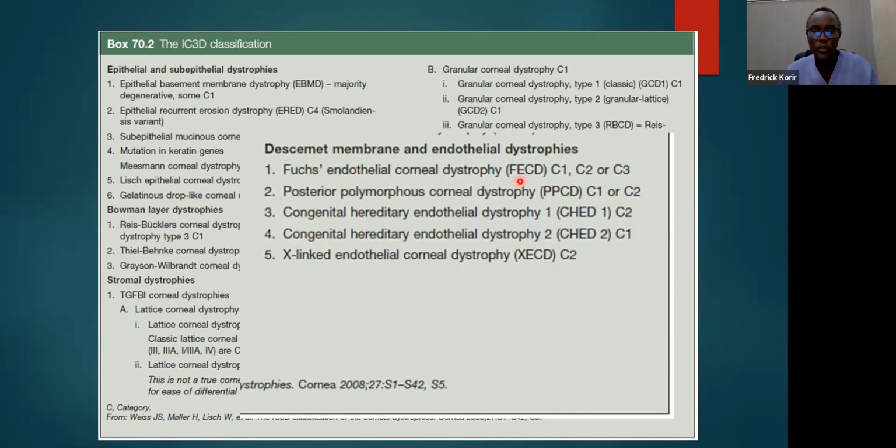There's a consensus to abbreviate it to FECD, and this just means the level of evidence that they have to show that this is an endothelial dystrophy. They usually follow it down to the genetic level. So FECD type 1 already has its gene identified.